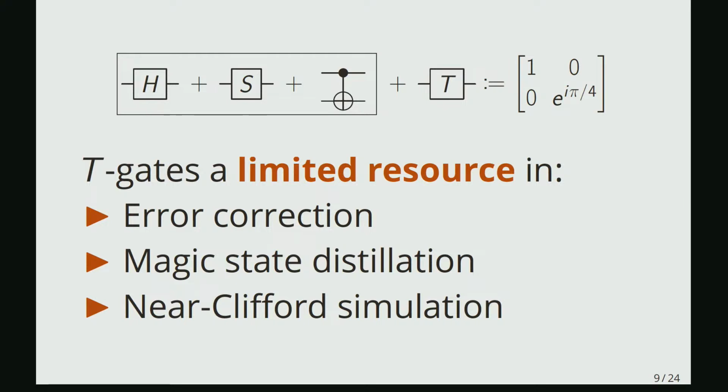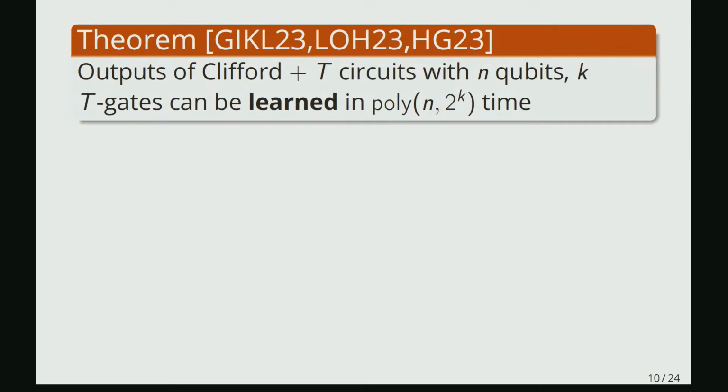And the natural question that this raises for quantum state learning is whether something similar happens for learning quantum states. So if you have the output of a circuit that is composed mostly of Clifford gates, but just has a handful of T gates, a natural question is, can you learn that state in polynomial time? And the first result that I will talk about is exactly a positive answer to that question.